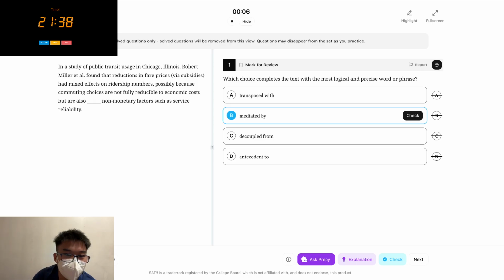Okay, cool. In the study of public transit, found that fare prices had mixed effect on rider numbers, possibly because of commuting social number costs, but they're also a non-factor. Okay, yeah, big fancy word. Great. The transport decoupled antecedent sounds like ants. I guess like, yeah, mediated. I feel that sounds correct.